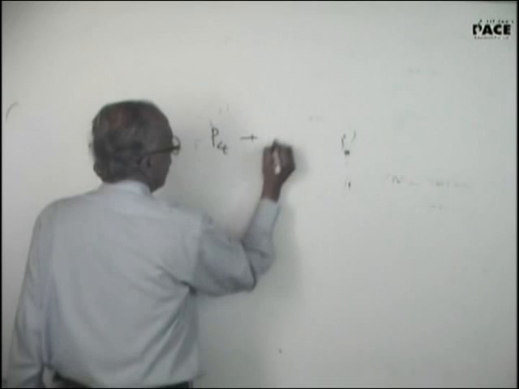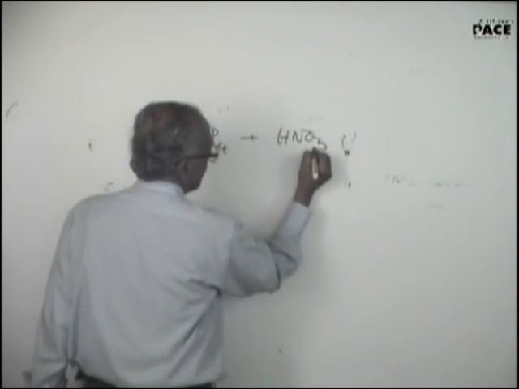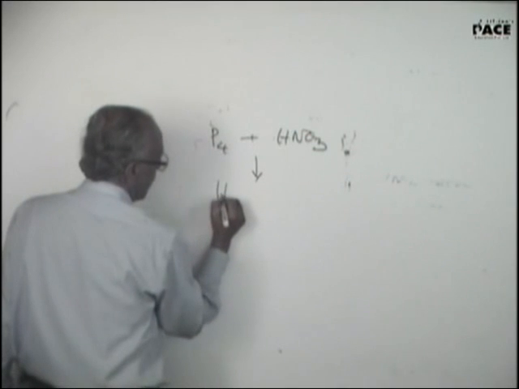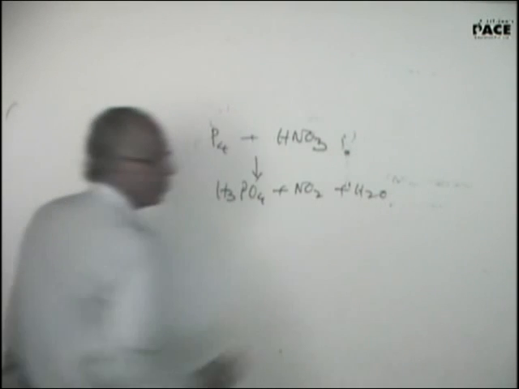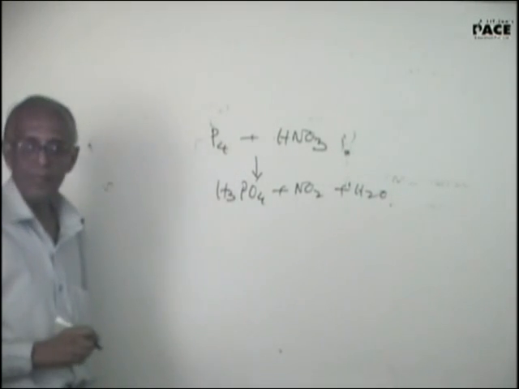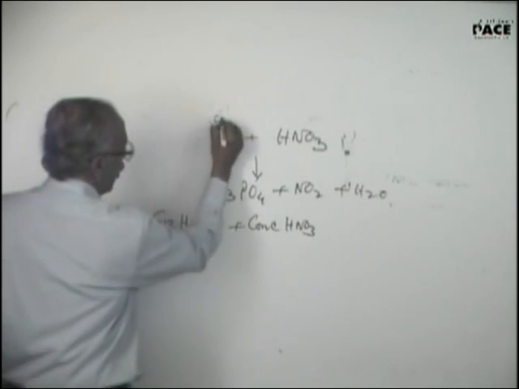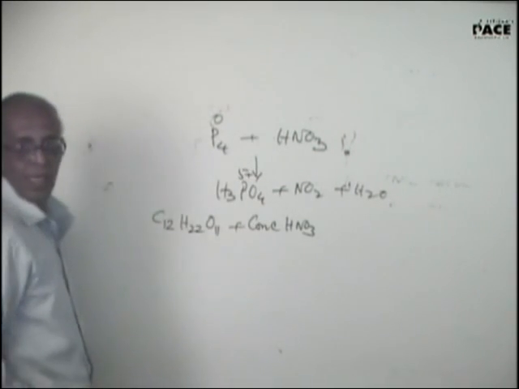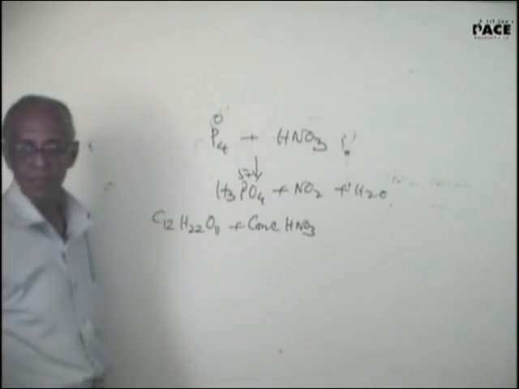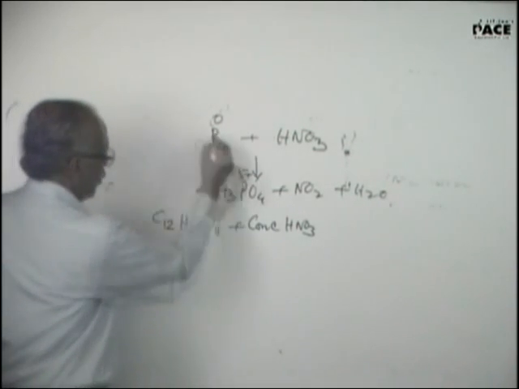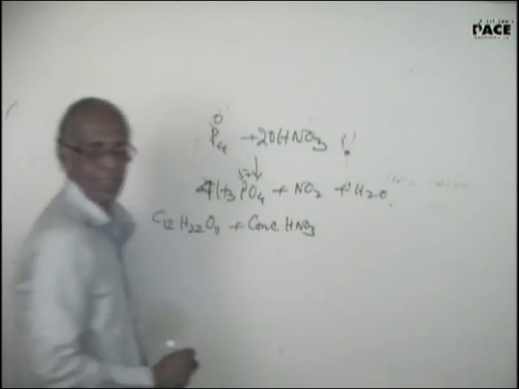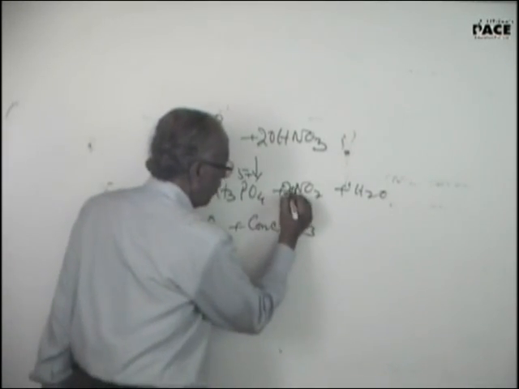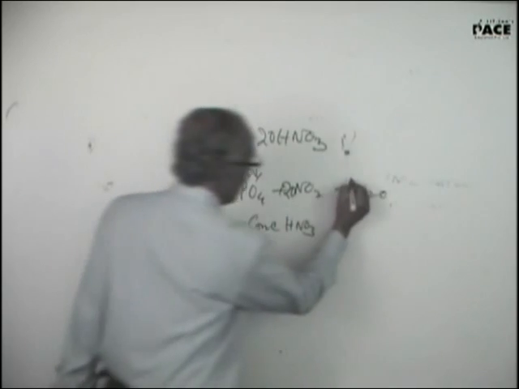P4 plus concentrated nitric acid gives you H3PO4, nitrogen dioxide plus water. How many moles of nitric acid do I require? 0 going to plus 5. How many electron change? 20 electron change. So I need 20 moles of nitric acid. It gives me 20 moles of nitrogen dioxide and 10 moles of water.